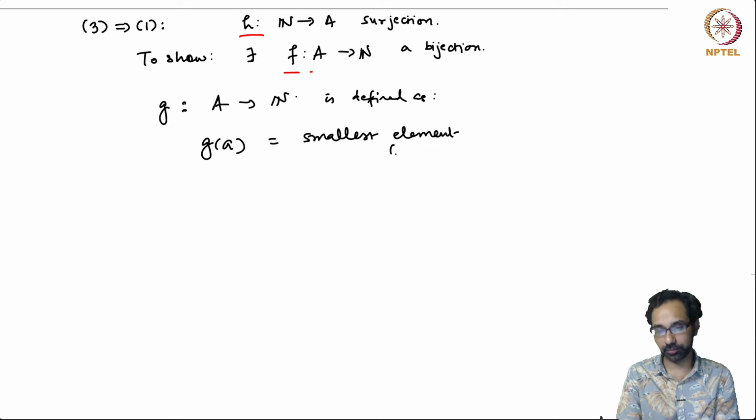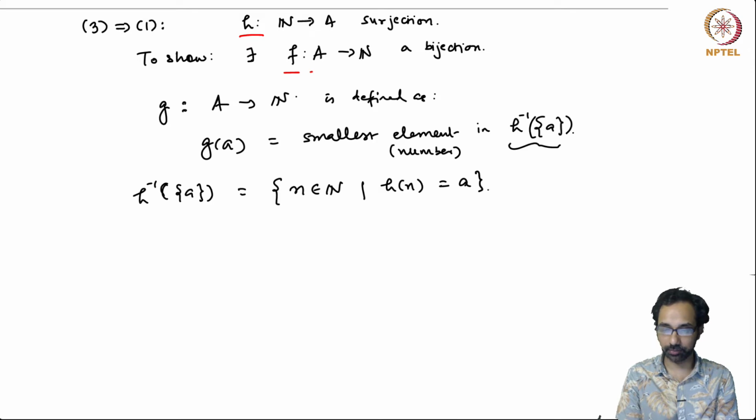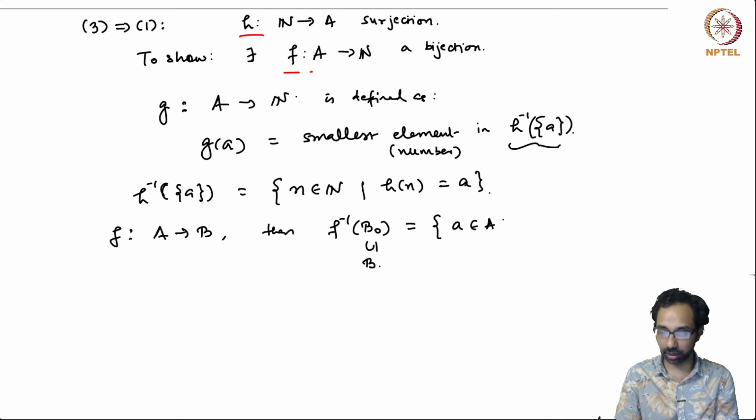element, or smallest number, in H inverse of this set A. So what is this notation? H inverse of the singleton set A is the collection of all natural numbers such that H of N equals A. In general, if you have a function F from A to B, then we can define F inverse of B naught for any subset B naught. This is the set of all elements in A such that F of A belongs to B naught. This is called the pre-image set of B naught.